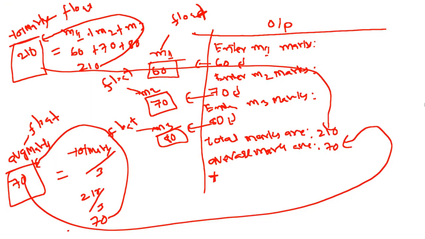Parsing is required or not required, guys? It is required because we are entering the values. How many places do you require parsing in total? 3 places require parsing, for 60, 70, 80. Converting from which type to which type? Think twice and thrice.